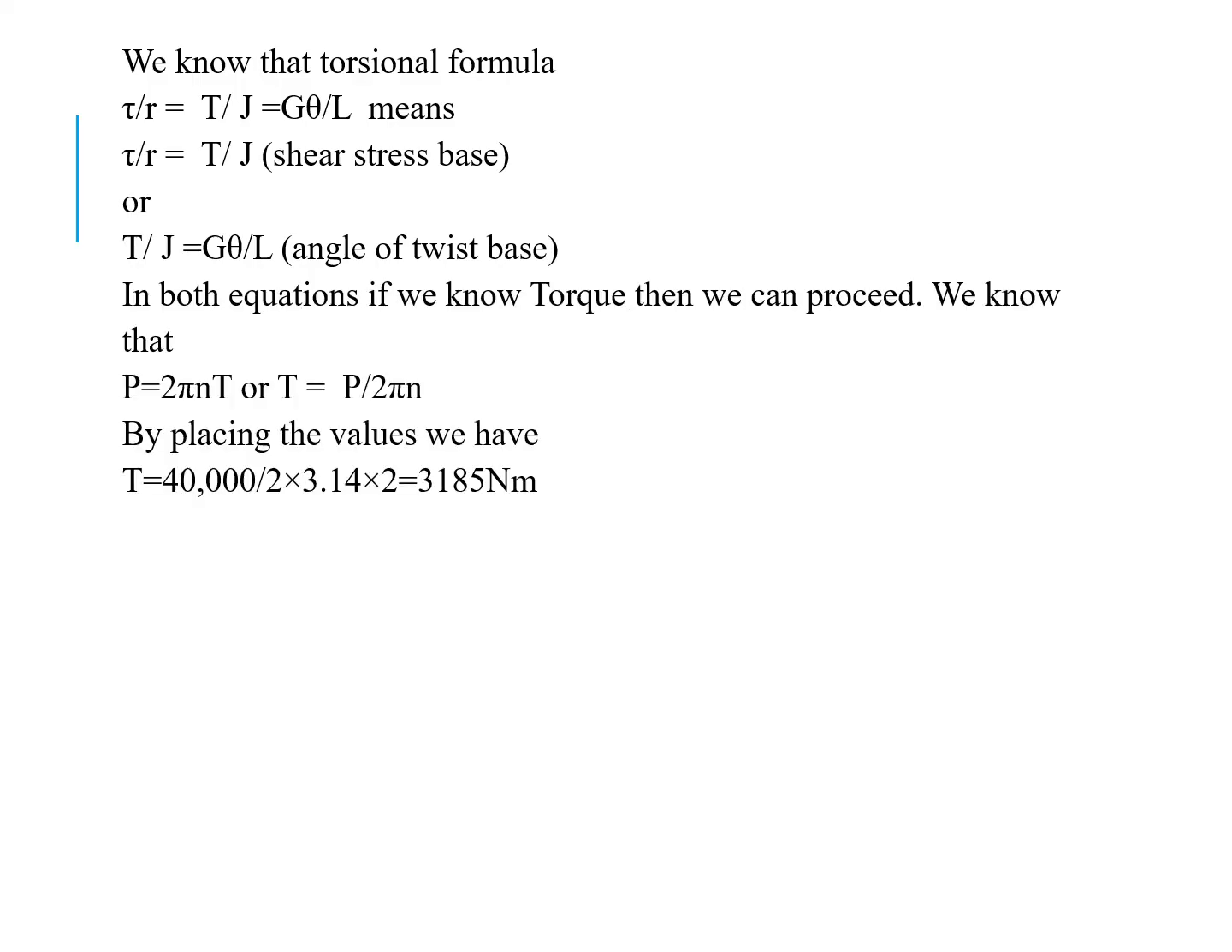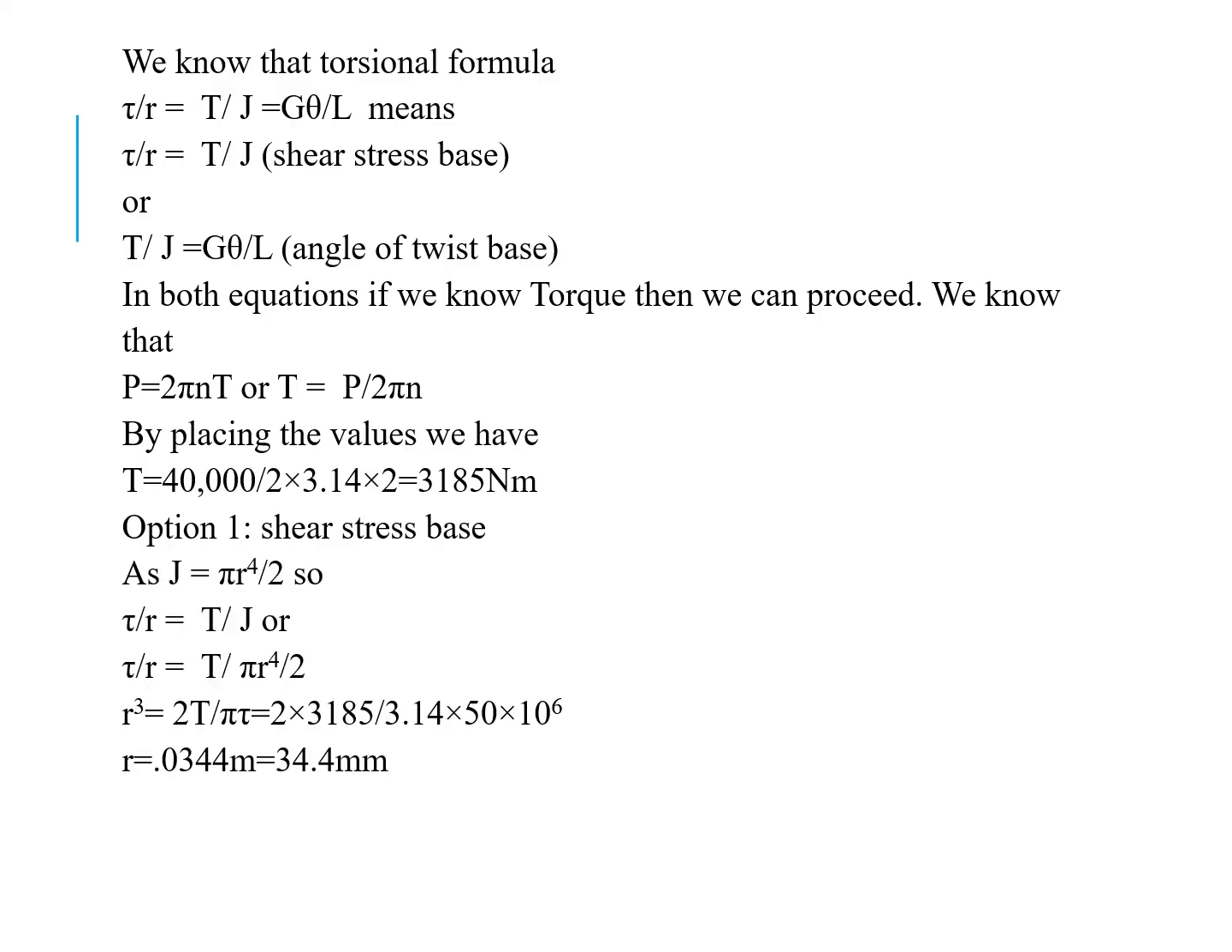We know the shear torsional formula, and it can be broken up into two formulas: one is shear stress based and the other is angle of twist based. For both we need torque, and torque we can find from the power. Now we'll go for option 1, shear stress based. It is a circular shaft and we have to find the radius. We place the value of J in the formula, simplify it, and find the radius as 34.4 millimeter.